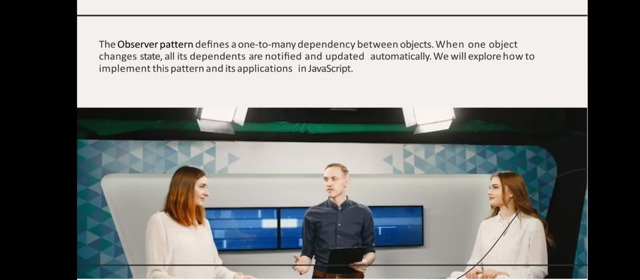The observer pattern defines a one-to-many dependency between objects. When one object changes state, all its dependents are notified and updated automatically. We will explore how to implement this pattern and its application in JavaScript.